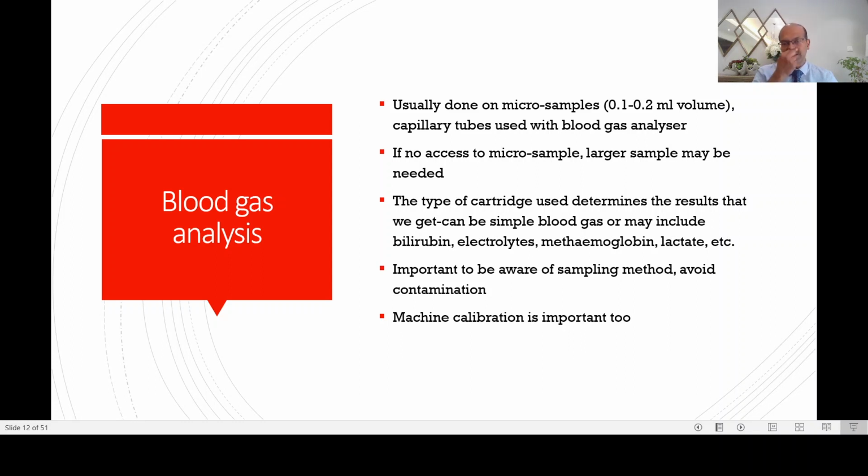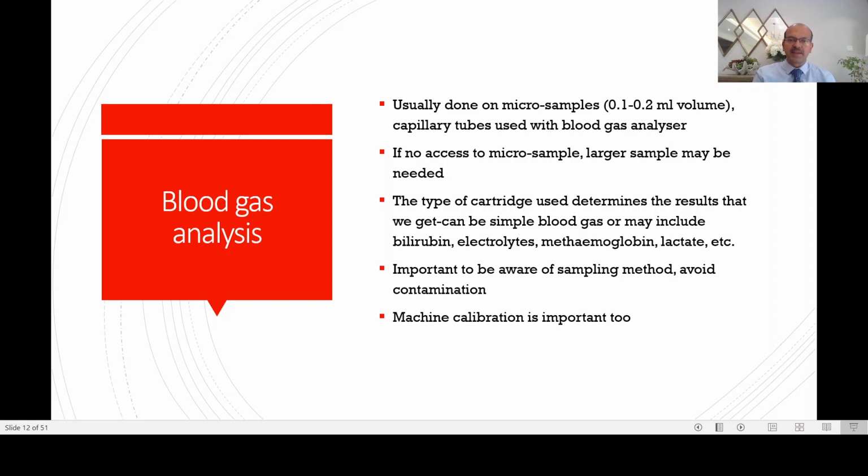You need to shake the samples well, and you need capillary tubes with the iron pellet in it, which will help to mix it well and avoid clot formation. Some labs unfortunately do not have that, and then you may need a larger syringe sample, which becomes 0.3 to 0.5 ml as a minimum sample.